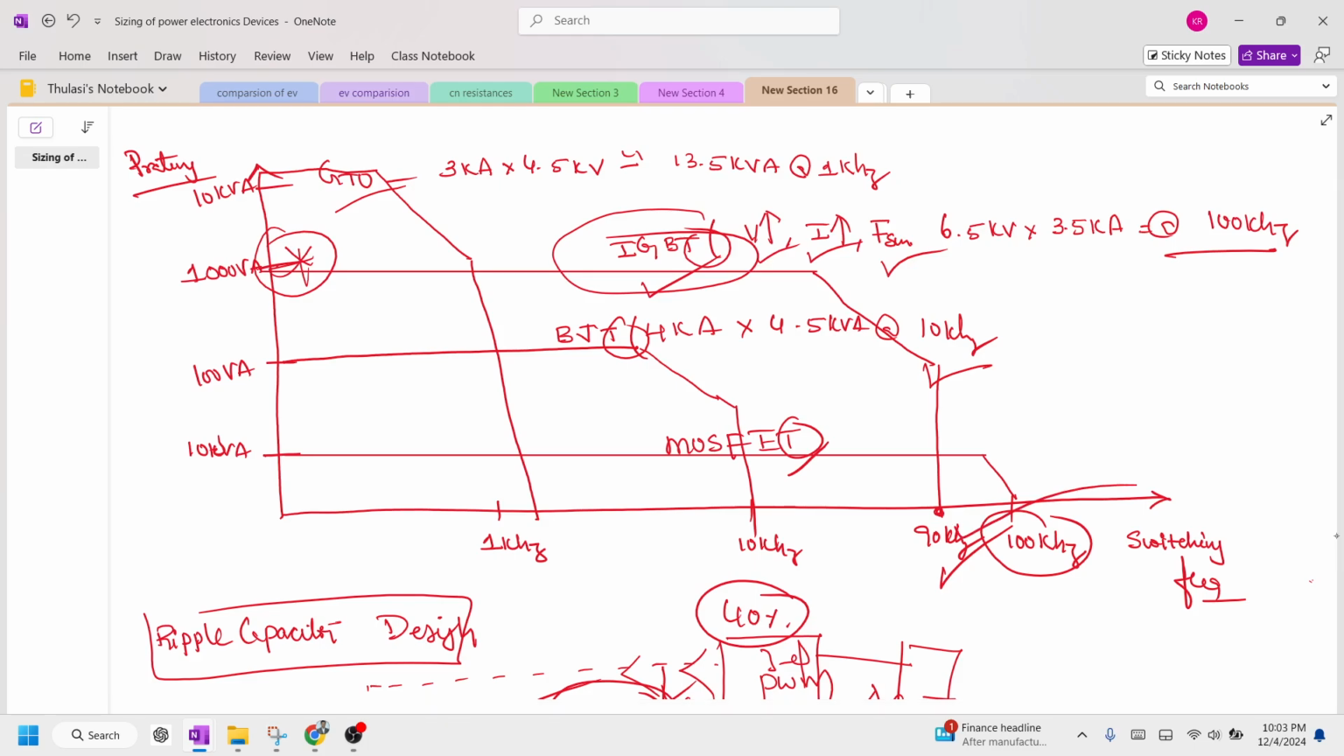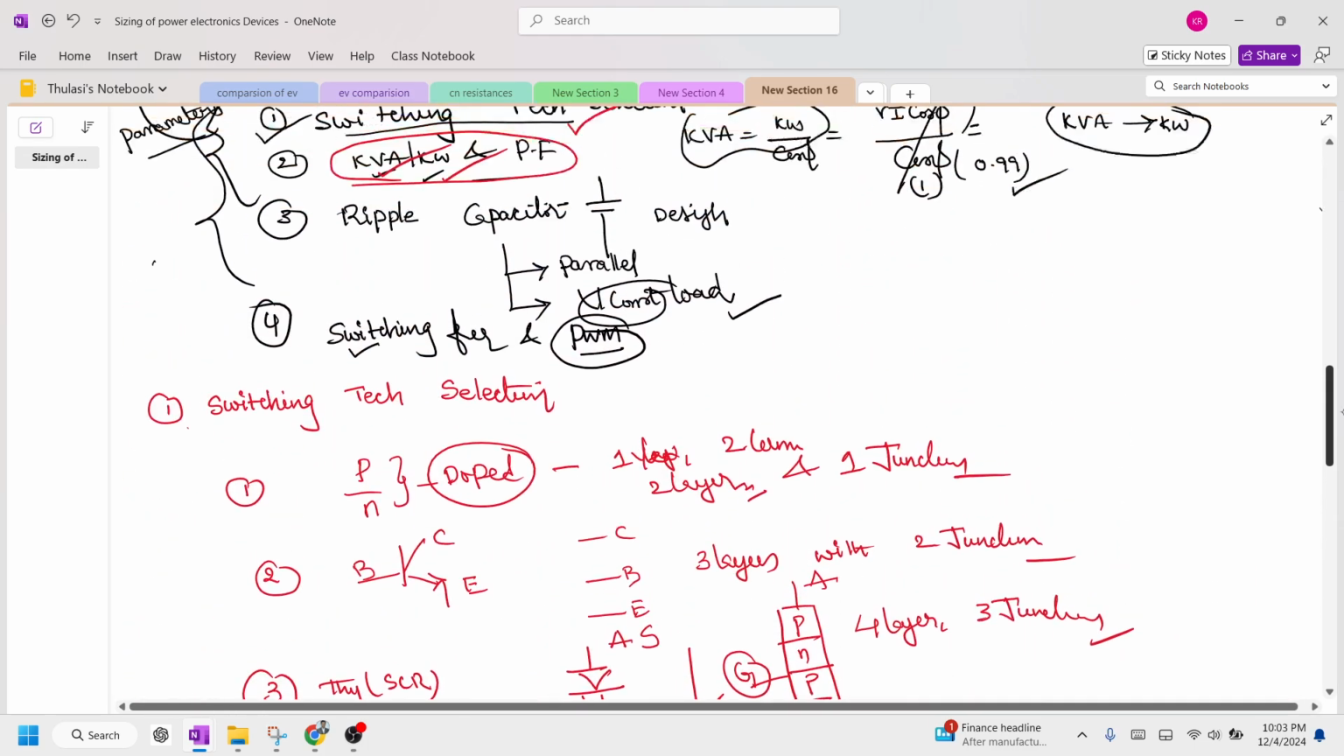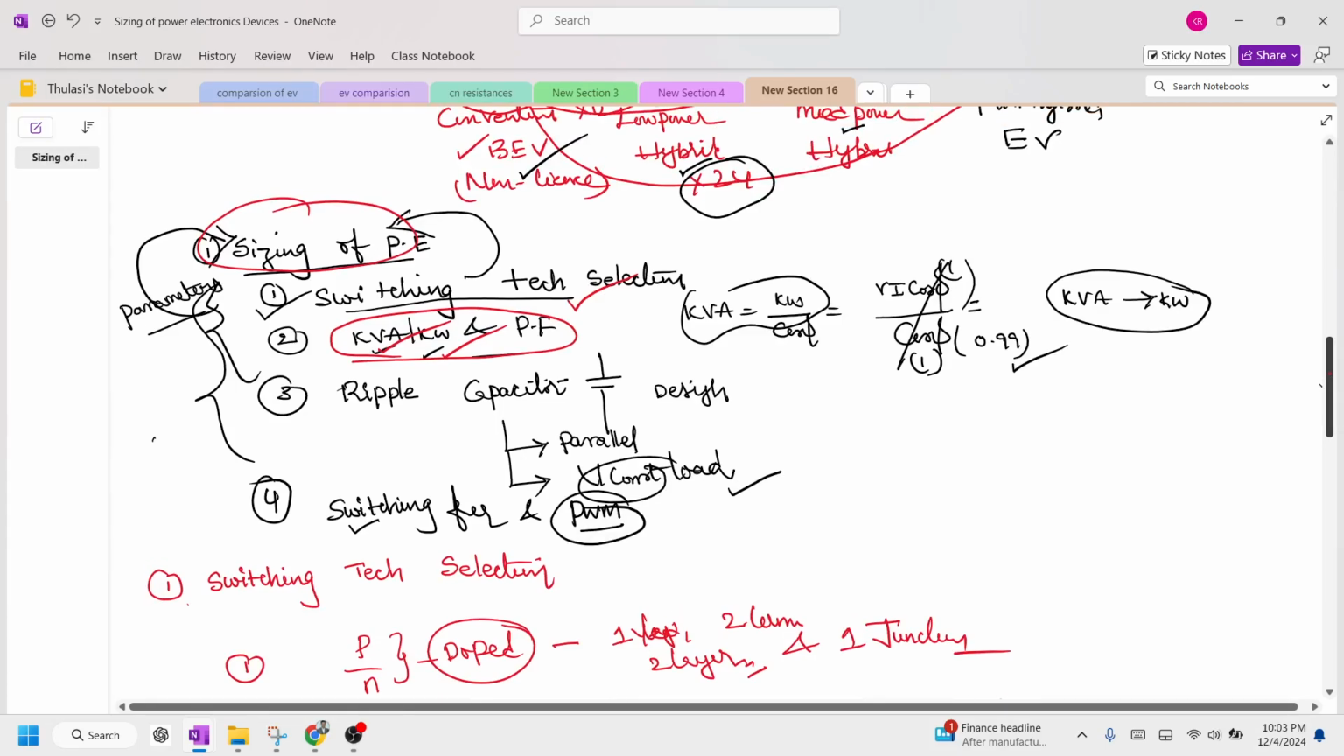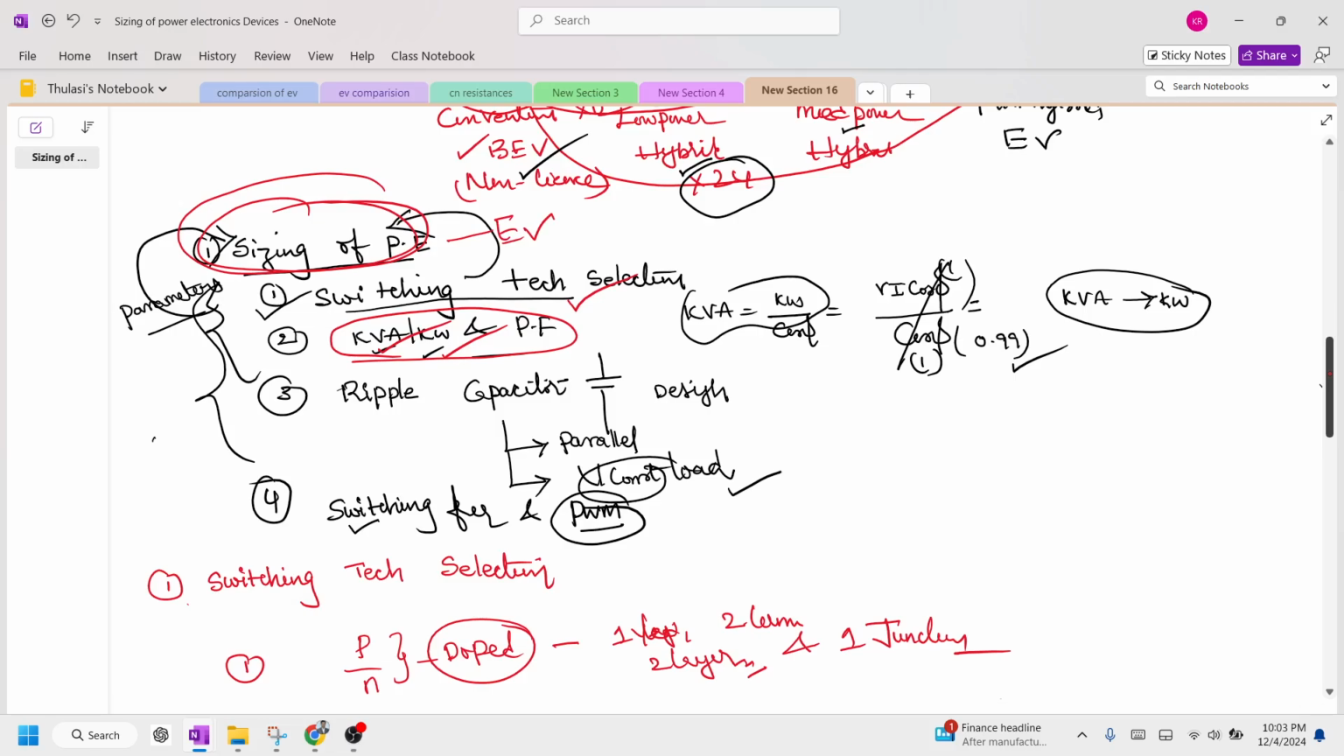The switching frequency is going to design the power electronic devices. That is how the size of power electronic devices used in an electric vehicle depends upon the switching frequency, the kVA rating, and the ripple capacitor design. And the switching frequency, we already discussed the switching technology and the pulse width modulation. So based upon all these four parameters, we are going to decide the size of the power electronic devices.